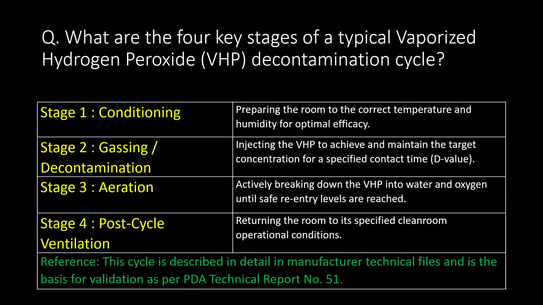What are the four key stages of a typical vaporized hydrogen peroxide, that is VHP decontamination cycle? Stage 1 conditioning, stage 2 gassing or decontamination, stage 3 aeration, and stage 4 post cycle ventilation. This cycle is described in detail in manufacturer technical files and is the basis for validation as per PDA technical report number 51.